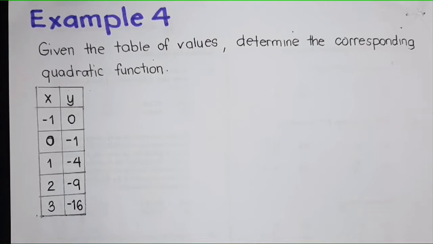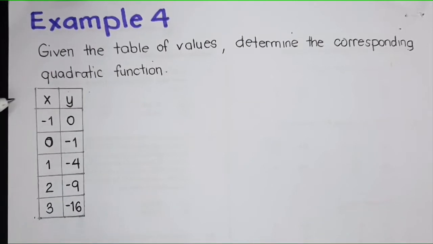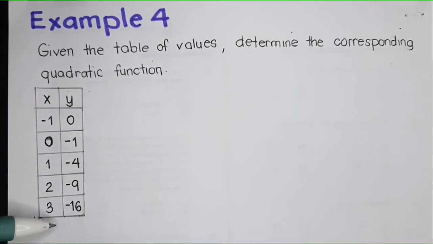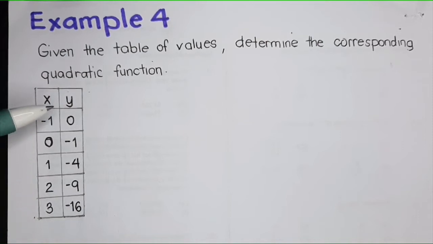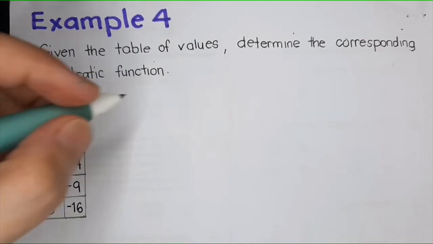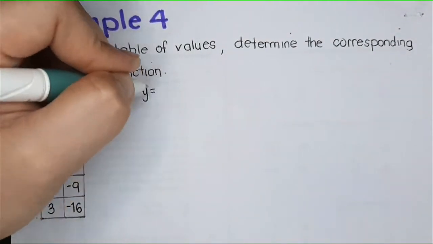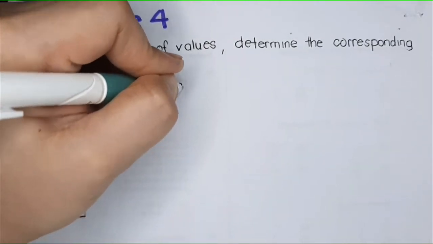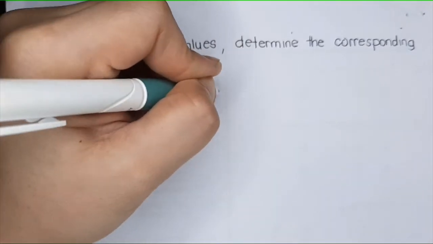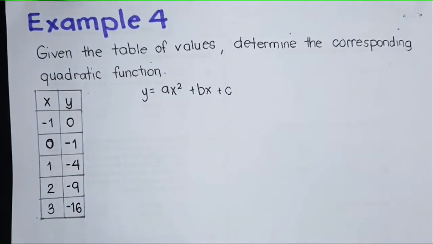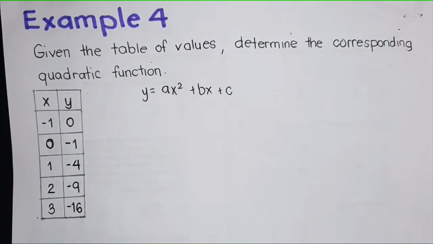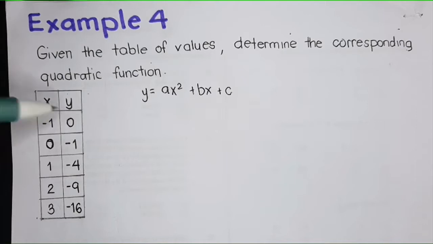Okay? So, this is our last example. This time, we're given a table of values. Okay? Let's find the quadratic function corresponding to this table. Okay? So, let us recall, this is the standard form of the quadratic function. At ito yung mga values ni x at saka ni y.